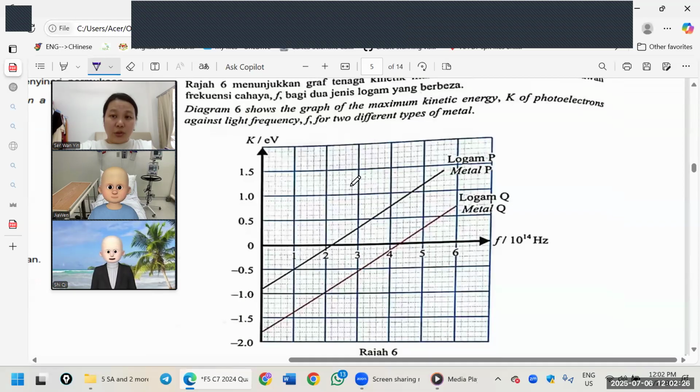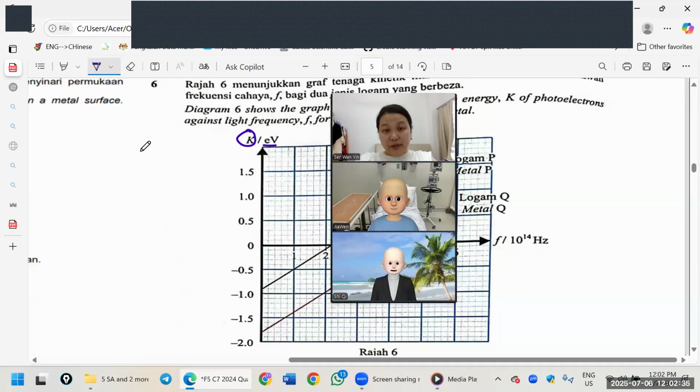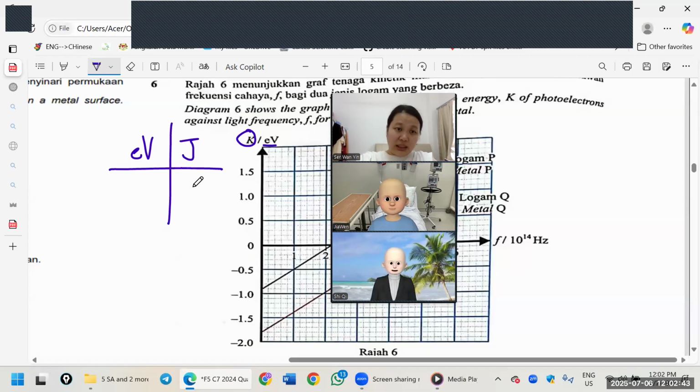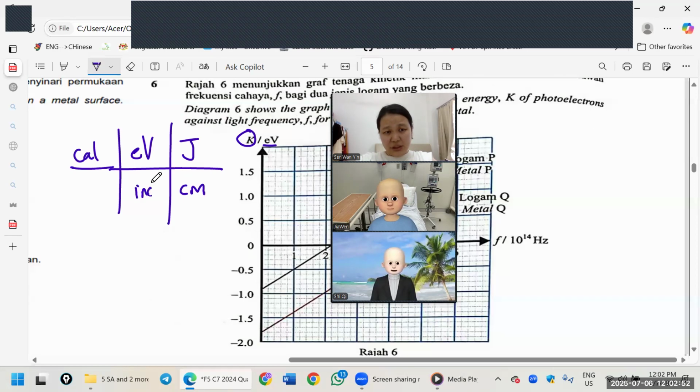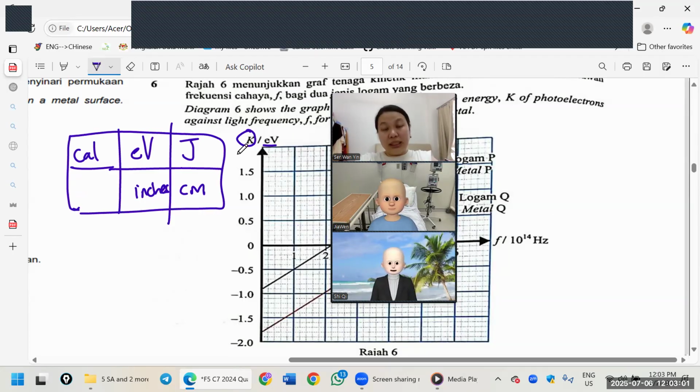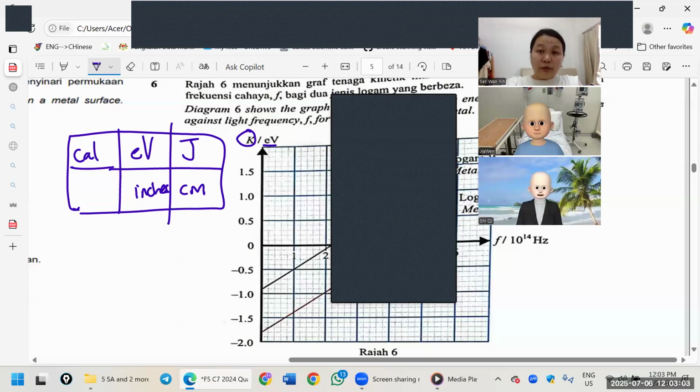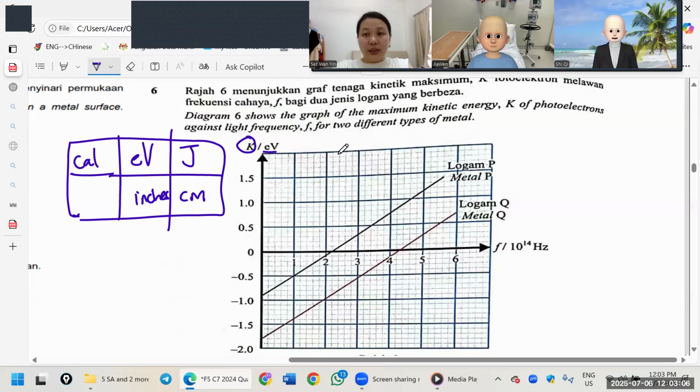By the way, this graph shows kinetic energy. You might see eV. You may ask, what is eV? eV is a unit of energy. Energy could be in joules or could be in eV. Their relationship is like joules and calorie, or like cm and inches. It's almost the same thing, just a different unit. eV is another unit of energy.